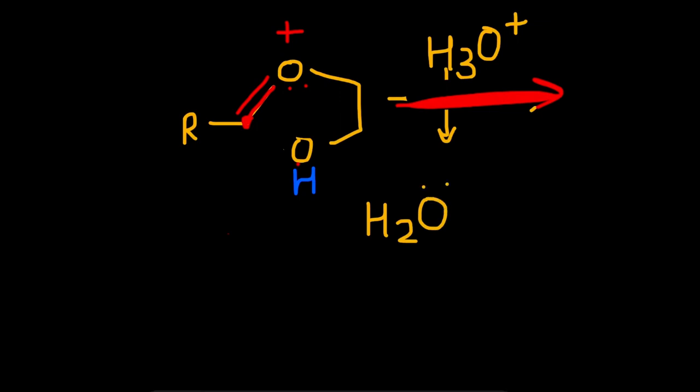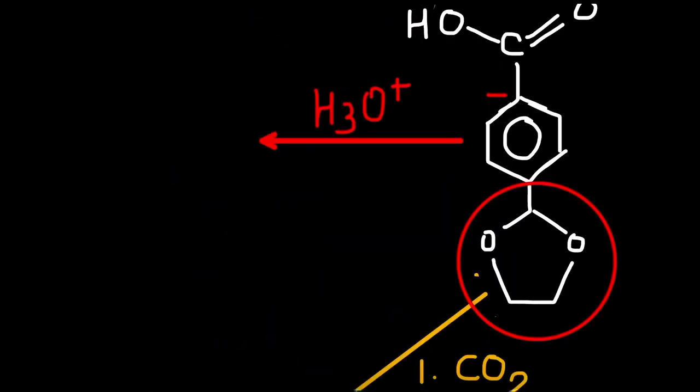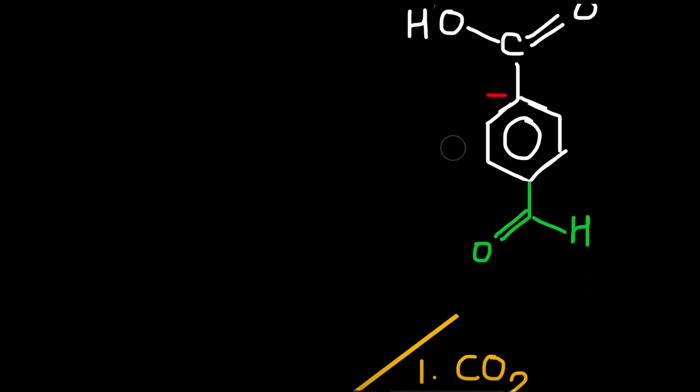H2O is still available in the reaction. That's why water attacks this carbon. Okay, and this carbon oxygen bond will break and the positive charge on oxygen will be eliminated, and finally we get aldehyde and 1,2-diol. Now we can write that after acidic hydrolysis acetal converts into aldehyde.